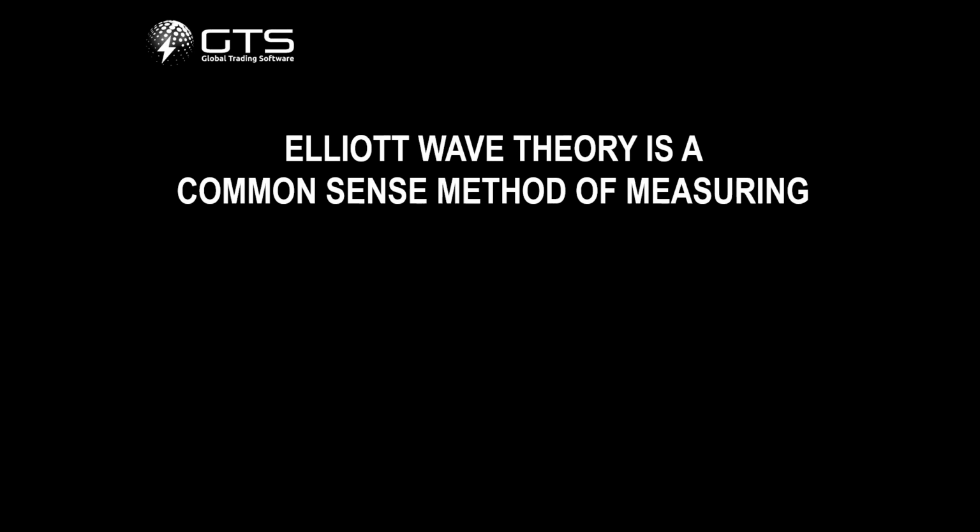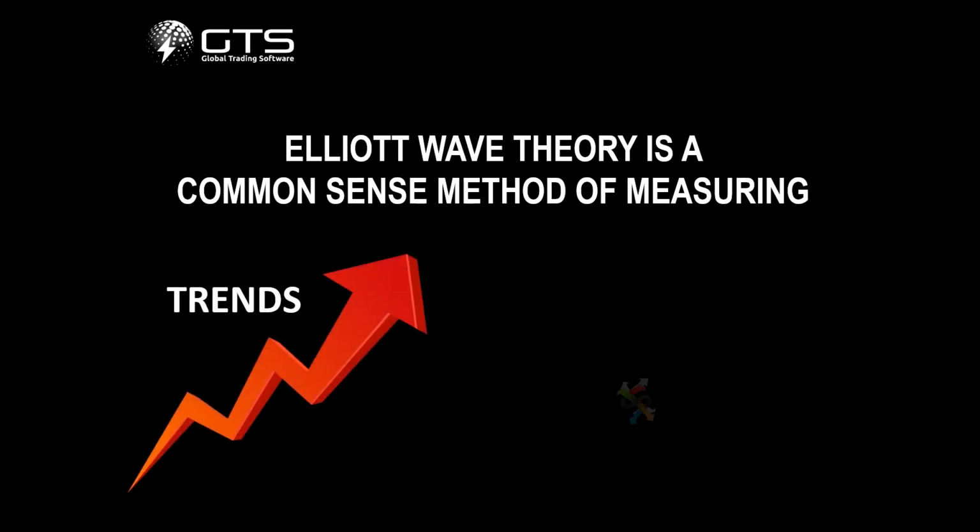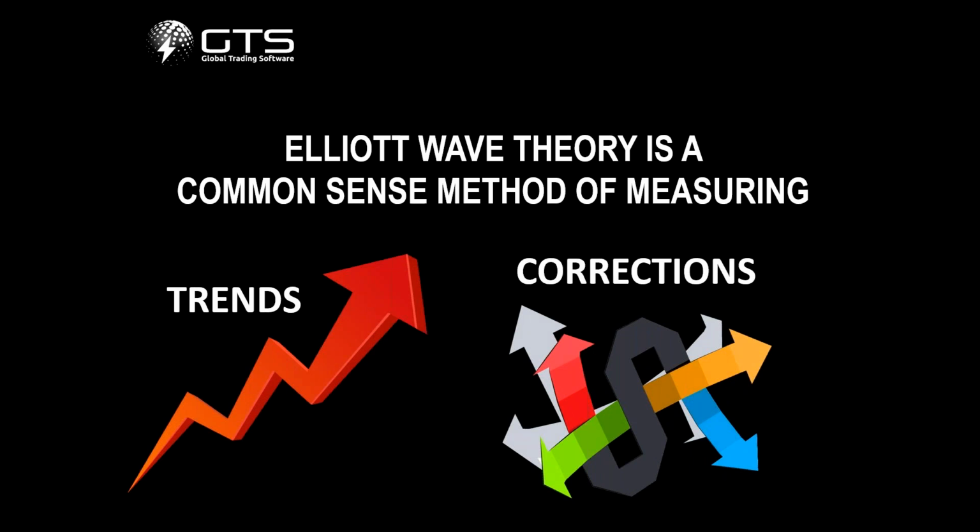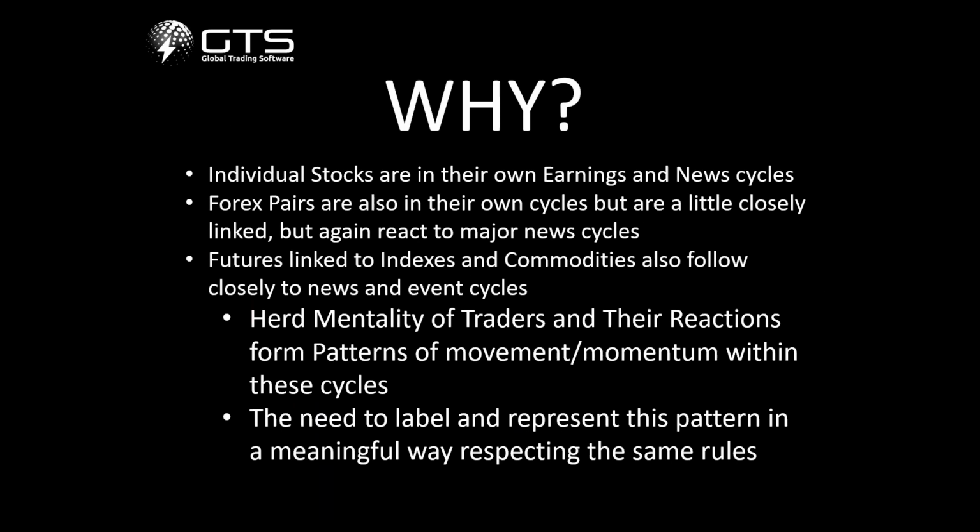So Elliott Wave is a common sense method of measuring trends and also corrections. We're not going to look at corrections today because that's another big lesson which takes quite a long time to do. The easiest one is the trends, to trade with the trend. And the Elliott Wave theory is a common sense method of measuring that trend. So why do we want to do that?